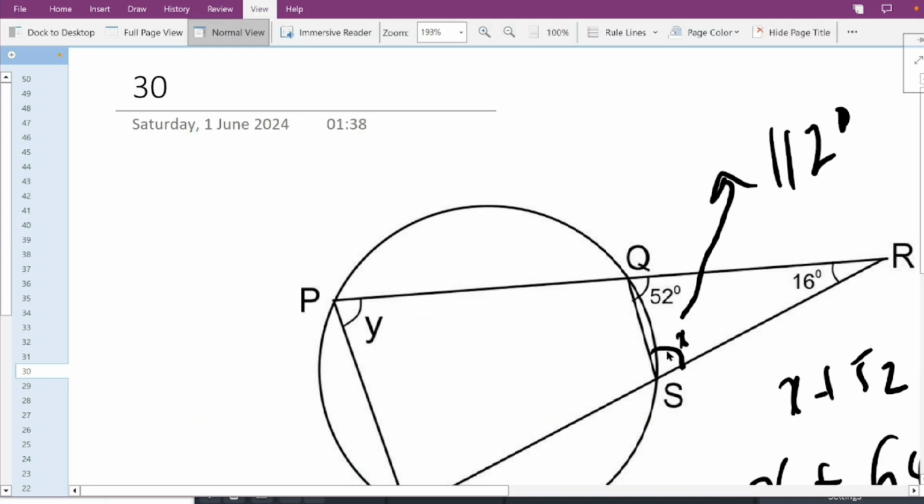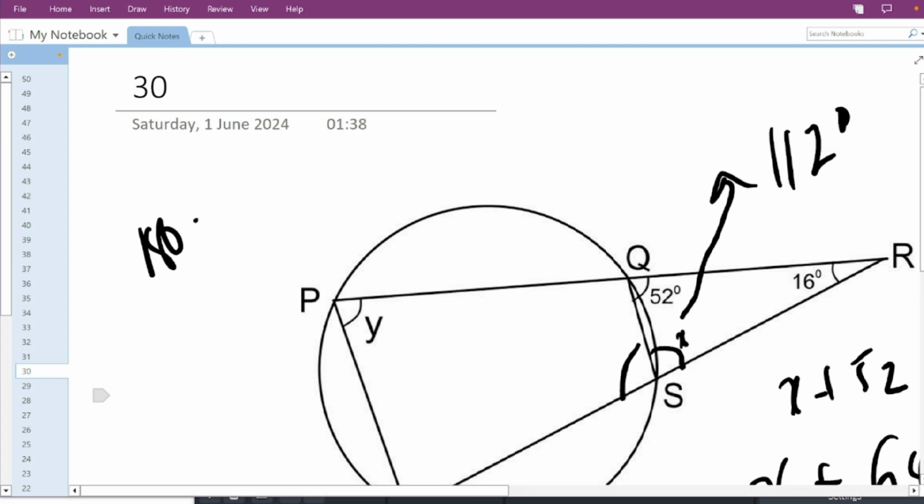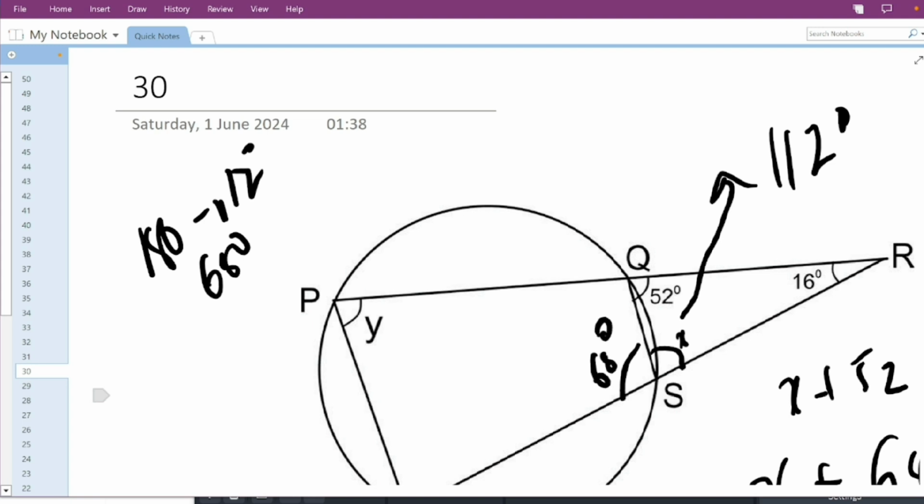Once we have this angle as 112 degrees, this side of the angle, since it's a straight line and you're traveling like this to make a straight line, and the straight line is 180, this other part of the angle that forms a straight line will be 180 minus 112. So 180 minus 112 degrees gives us 68 degrees. That means this angle is 68 degrees.